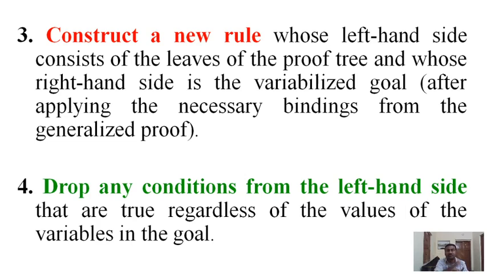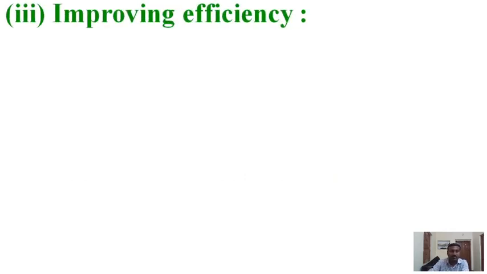So here there are two sides, left hand side and right hand side. The left hand side contains the leaves of the proof tree and the right hand side contains the variabilized goals. Then finally, if you drop any conditions from the left hand side, the rule is still true regardless of the values of the variables in the goal. So unwanted results or values in the left hand side we can leave, but in the right hand side the variabilized goals are present. With the help of that we want to find out the generalized rules. So that is the concept of finding out the rules in explanation based learning. In this manner we want to construct. That is the second one.